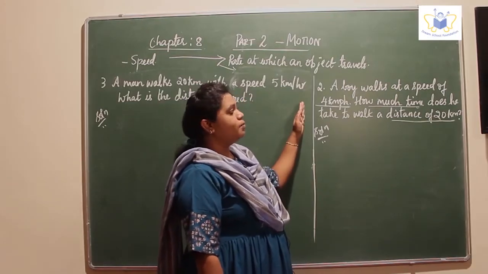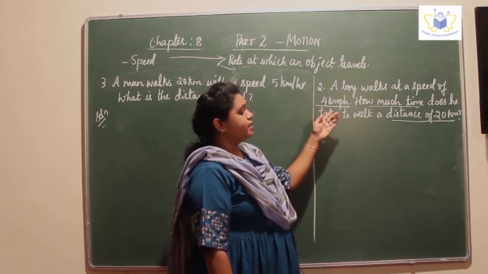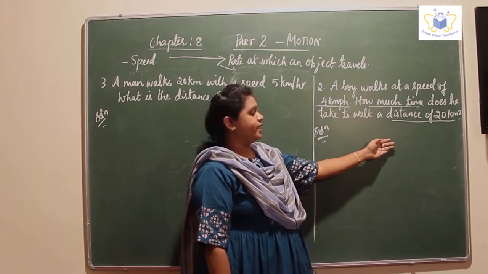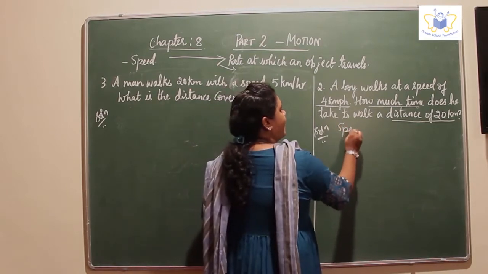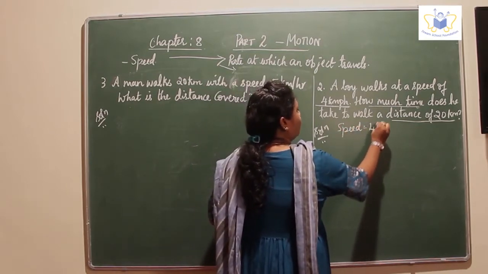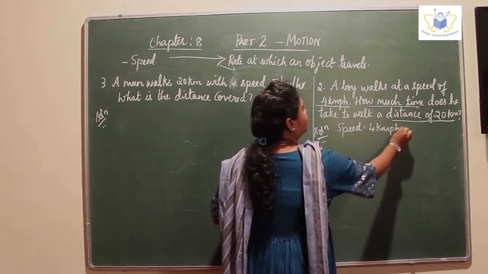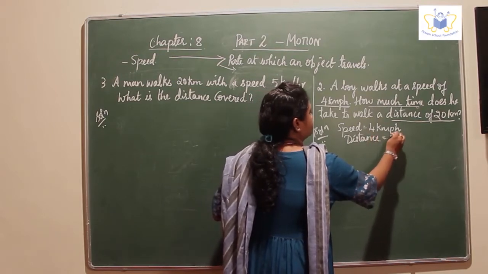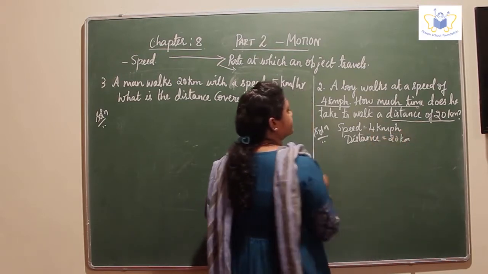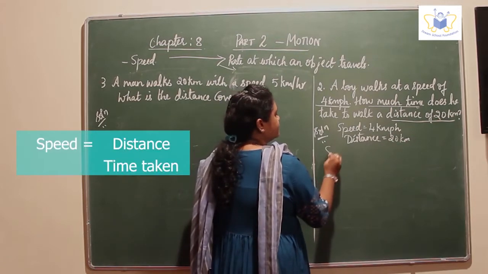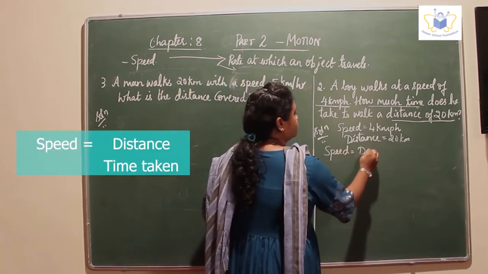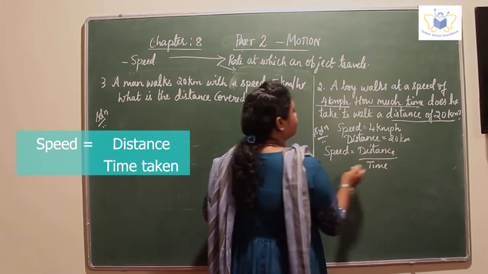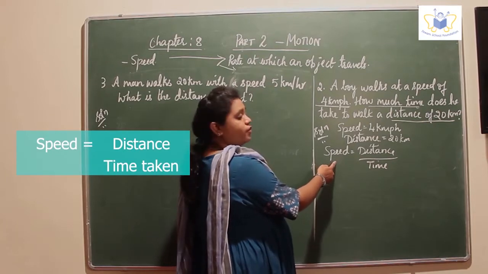Second problem: a boy walks at a speed of 4 km per hour. How much time does he take to walk a distance of 20 kilometers? So the speed is given as 4 km per hour, distance is 20 kilometers. So speed is equal to distance divided by time. Now speed is already given, so we have to find out time.